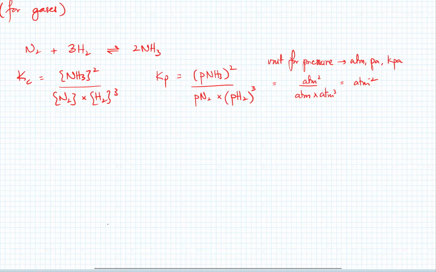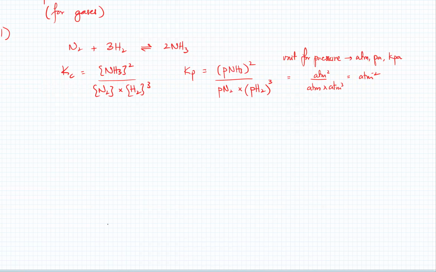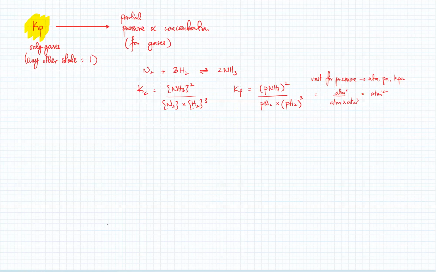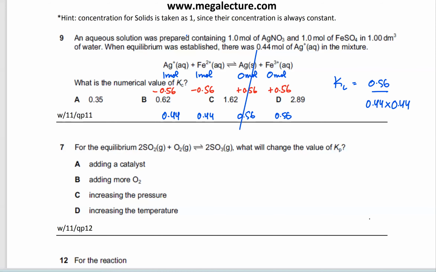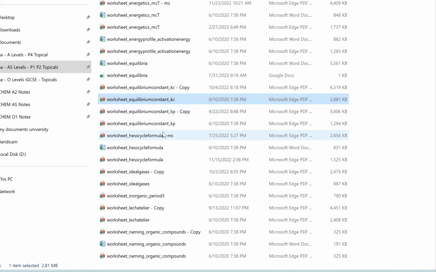Similarly, the same thing could be in kilopascals. So just don't convert it. Just use kilopascals, and your unit is going to come out in kilopascals. So this is Kp. The only extra thing about Kp is that you would have to calculate partial pressure. Otherwise, everything is exactly the same. So let's work out one or two questions on Kp.